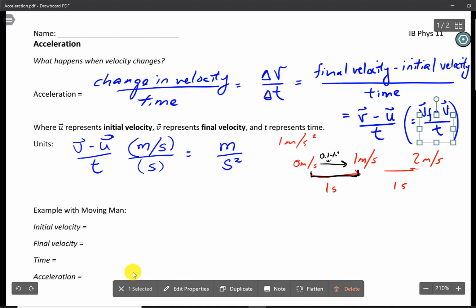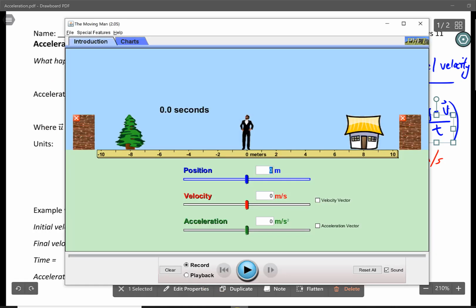Okay, so let's take a look at what I mean, and we're going to jump right into the simulation. So if I put this man all the way at the very end, and I set an acceleration of 1 meter per second squared, it's not 10.